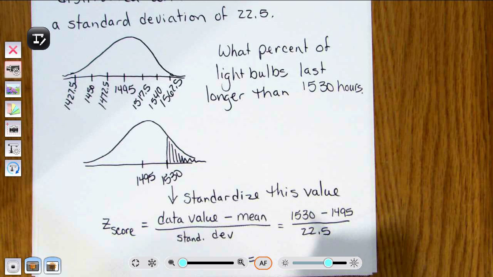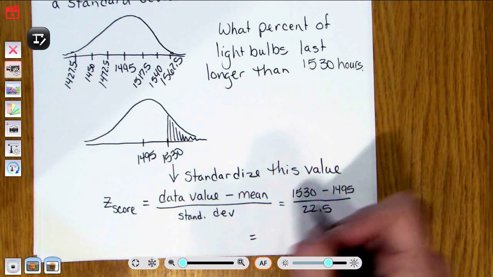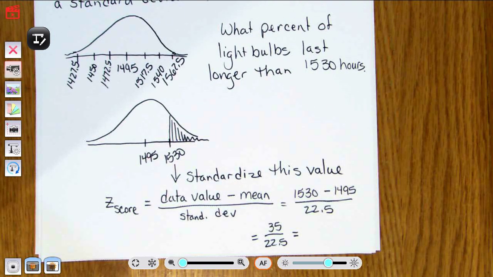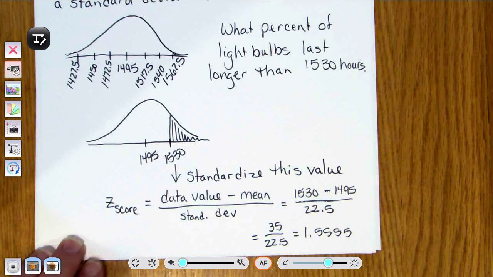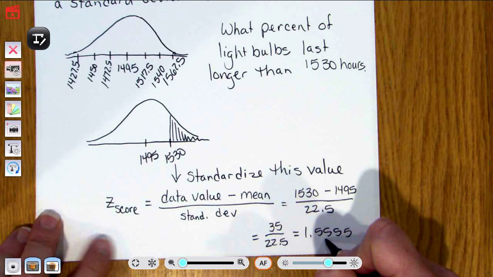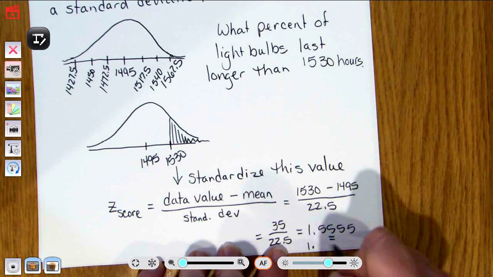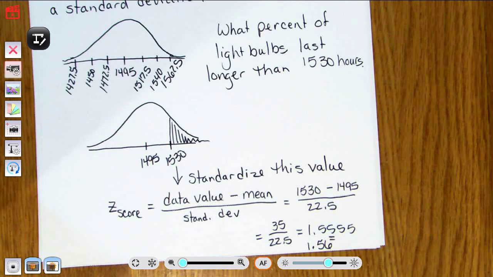I'm going to get my calculator to do that. I'll calculate the top number first: that's 35 over 22.5. Divided by 22.5, I get this really ugly number, 1.555, and it keeps going on and on. We will be rounding to 2 decimals because our table uses 2 decimals, so the 5 rounds up and it becomes 1.56.